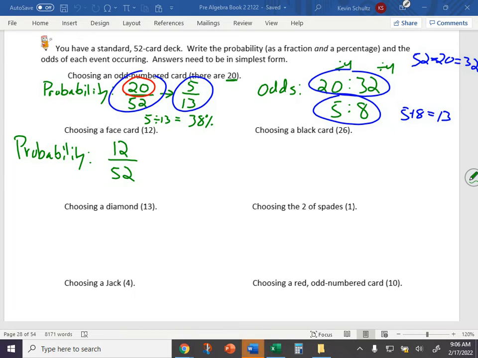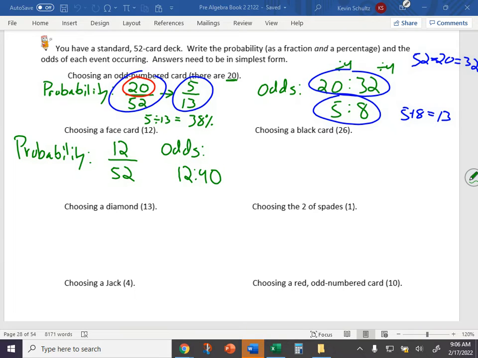Let's skip the simplifying the percentage for now, just to focus on that odds piece. Okay? If the probability is 12 out of 52, what are the odds? What are the odds? Why? 12 to 40.